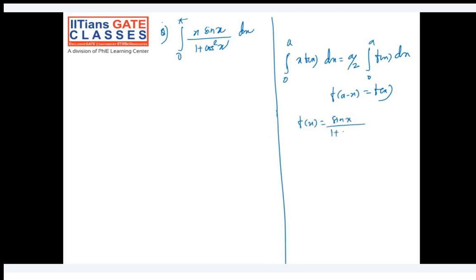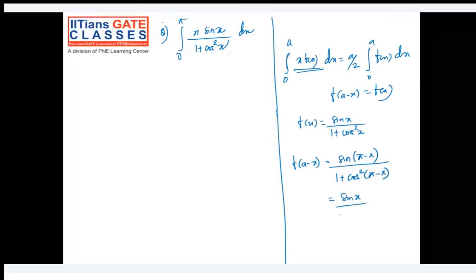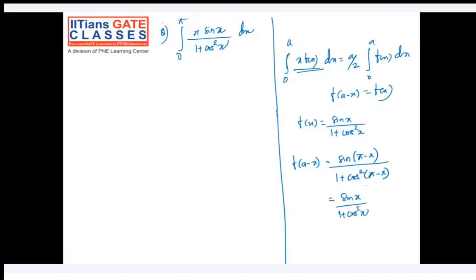This is your f of x, because the given question is in the form of x into f of x. What is f of a minus x? Here a is pi, so sine of pi minus x divided by 1 plus cos square of pi minus x. Sine of 180 degree minus theta is sine theta, and cos of 180 degree minus theta is minus cos theta, but its square is plus cos square theta. So again it's 1 plus cos square theta. So it's the same thing, and hence I can use this formula here. I hope you agree.